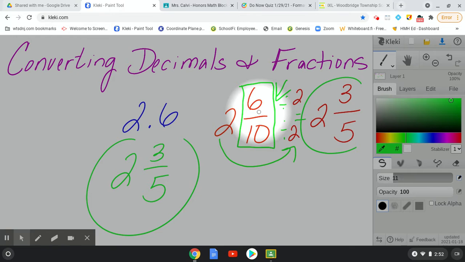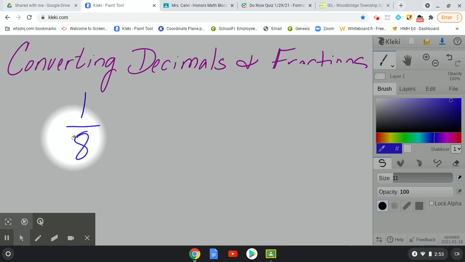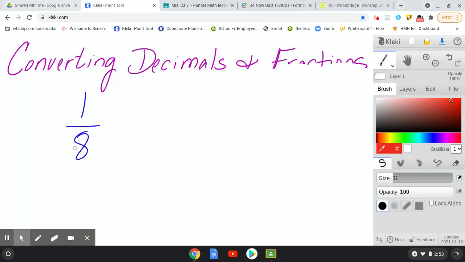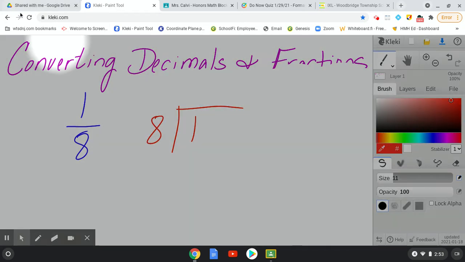All right, so now let's look at fractions and mixed numbers and converting them into decimal form. So here I have the fraction 1/8, and I want to change my fraction into a decimal. So whenever I change a fraction into a decimal, I'm going to take my numerator and divide it by my denominator. So my numerator always goes inside of my division box. Numerator always on the inside.